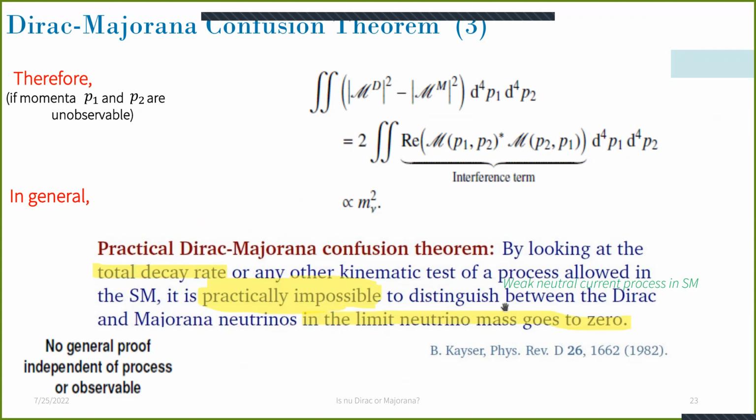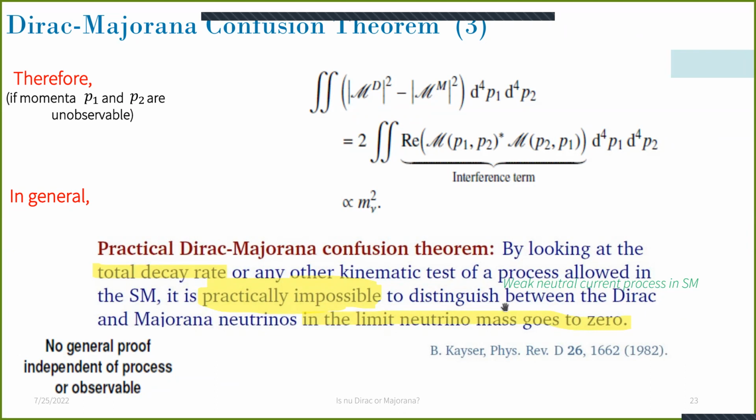This is about 40 years ago. He said that practically, even though there is a difference, the difference is so small that you cannot measure it. You call it the practical Dirac confusion theorem. He said theorem, but it's actually not a theorem at all, because a theorem has to be general. But he did only one simple case, with no general proof, no process independence, no observable independence. He did only one observable, because everything else is disappearing: the branching fraction.